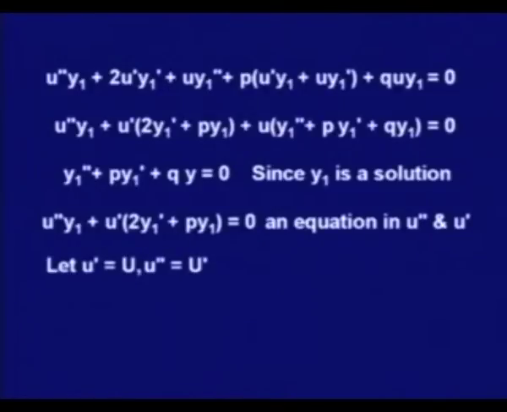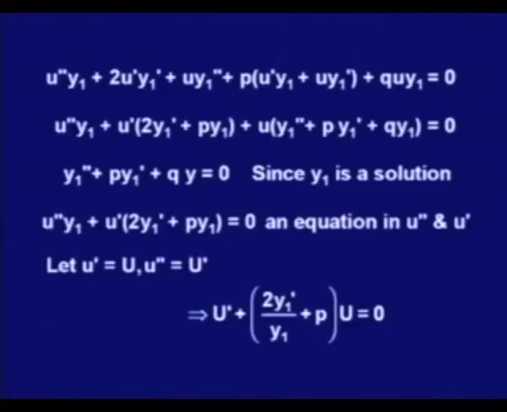What is remaining to us is u double dash y 1 plus u dash 2 y 1 dash plus p y 1 is equal to 0. Now, this is an equation in u dash and u double dash. Let us take u dash as capital U, then u double dash would be capital U dash. Now, rewrite this given equation in terms of capital U and capital U dash. Writing in standard form, we will get U dash plus 2 y 1 dash upon y 1 plus p times U is equal to 0.